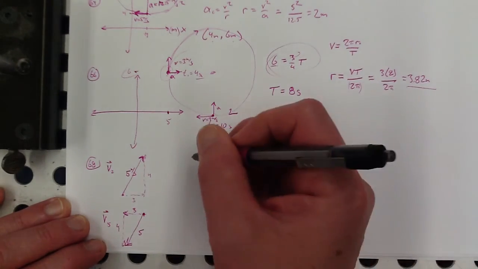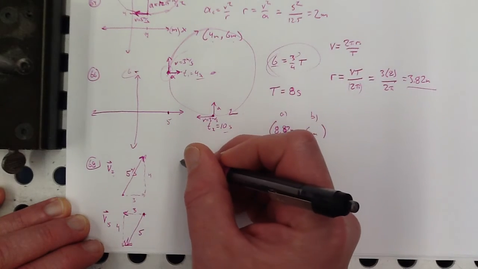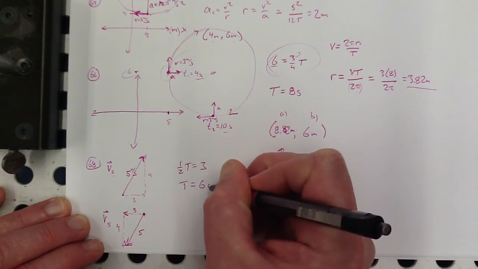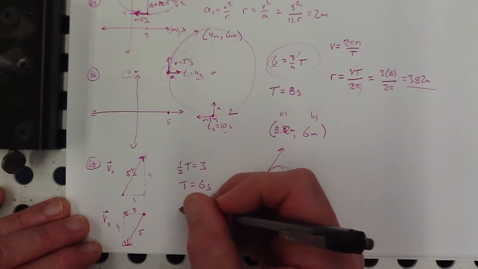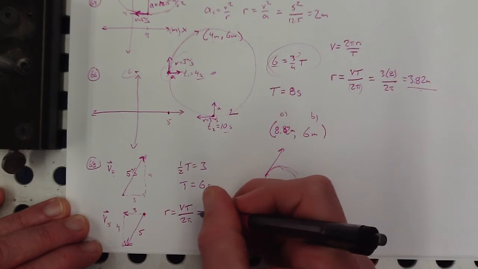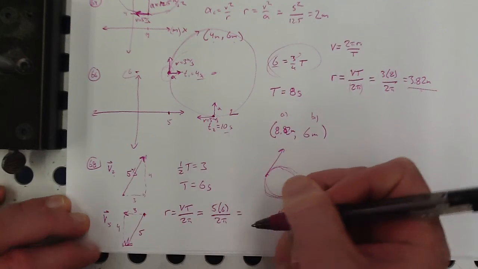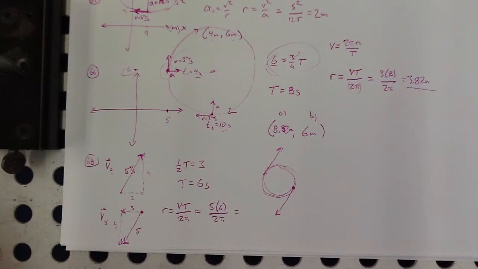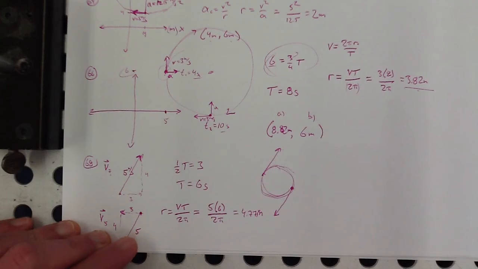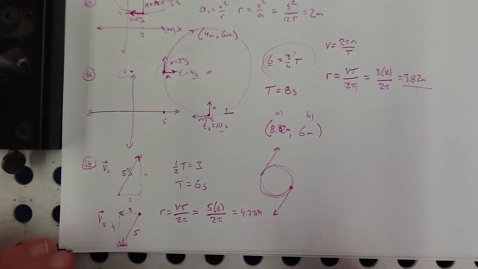So let's see. To do that, what other information do I have? If this is halfway around here, so it looks like the period is 6, right? Because 1/2 of the period was 3 seconds, so the period must be equal to 6 seconds. And I know the v, so that means, just like we did here, my r is vT over 2 pi, which is 5 times 6 over 2 pi. That's 4.77 meters. That's the radius of the circle. Sounds pretty reasonable for a merry-go-round, I guess. Not that this is a reasonable problem, because there's a cat on it.